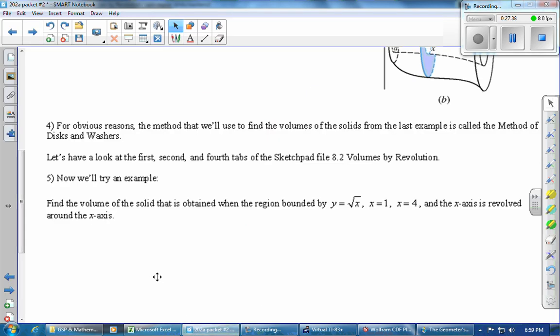So let's try an example in number 5. Find the volume of the solid that is obtained when the region bounded by y equals square root of x, x equals 1, x equals 4, and the x-axis is revolved around the y-axis.